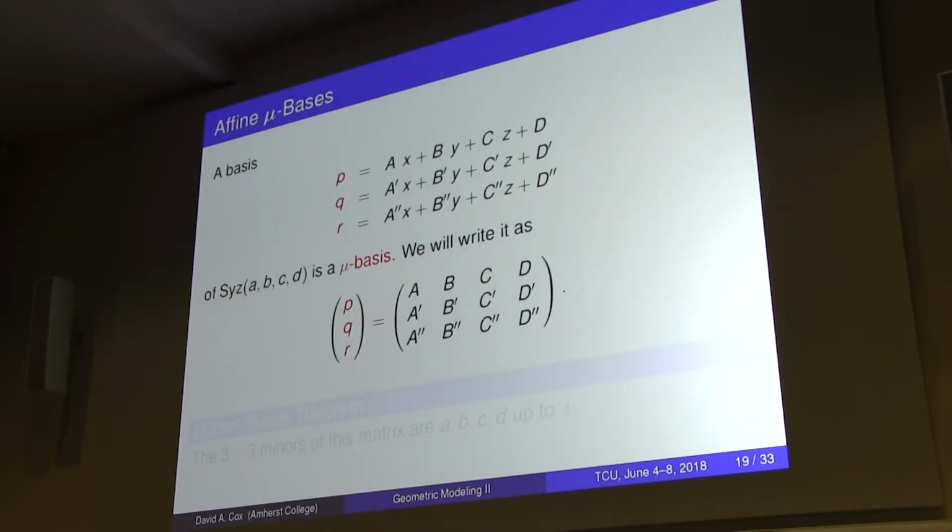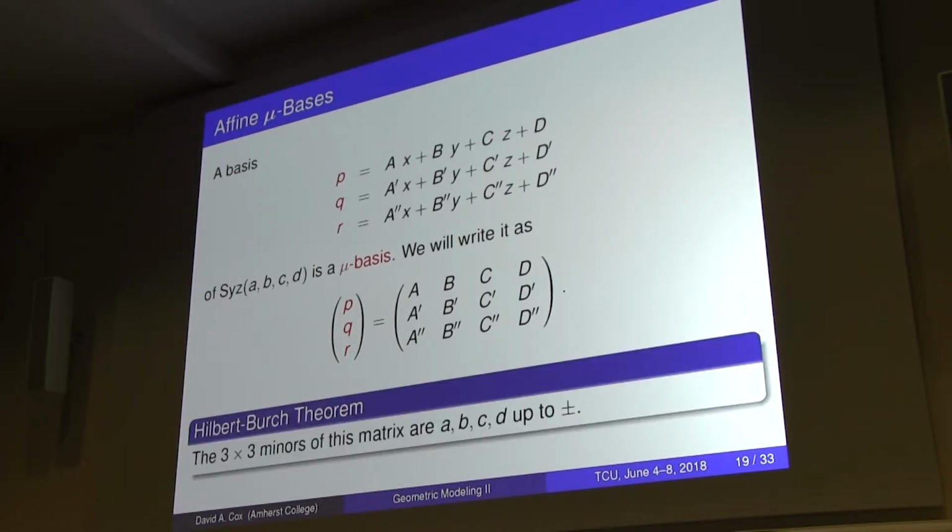I'm going to focus on the affine case because I want a mu basis. These generators generate the syzygy module, and I'm often going to think of them as a matrix. We still have the Hilbert-Birch theorem, which says that the 3 by 3 minors, with suitable signs, really are the parameterization. One thing that's important to realize is that here's a matrix, and I've got the 3 by 3 minors. A base point is where these all vanish. That means the 3 by 3 minors all vanish. That means this matrix drops rank. So here we're in a rank-dropping situation of a matrix.